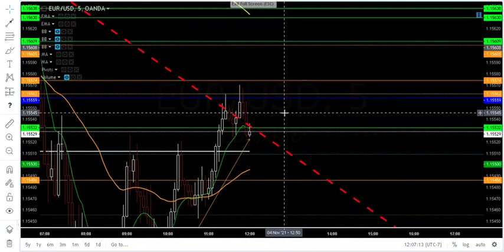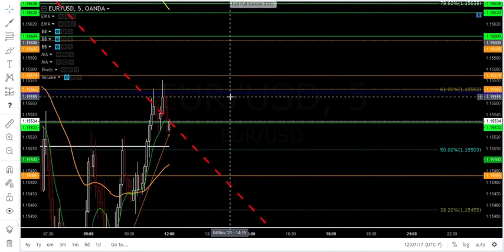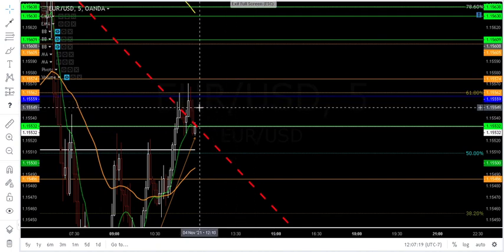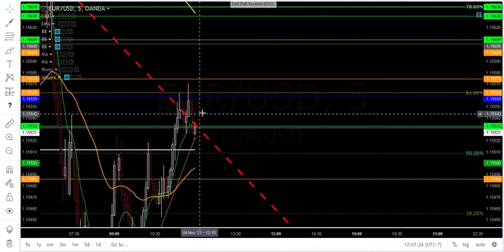So am I guessing, or is this based on analysis? Well, let's see again. We had a Fibonacci 61.8%. Price came up, tested it, tested again. It won't break this area. We're going down.